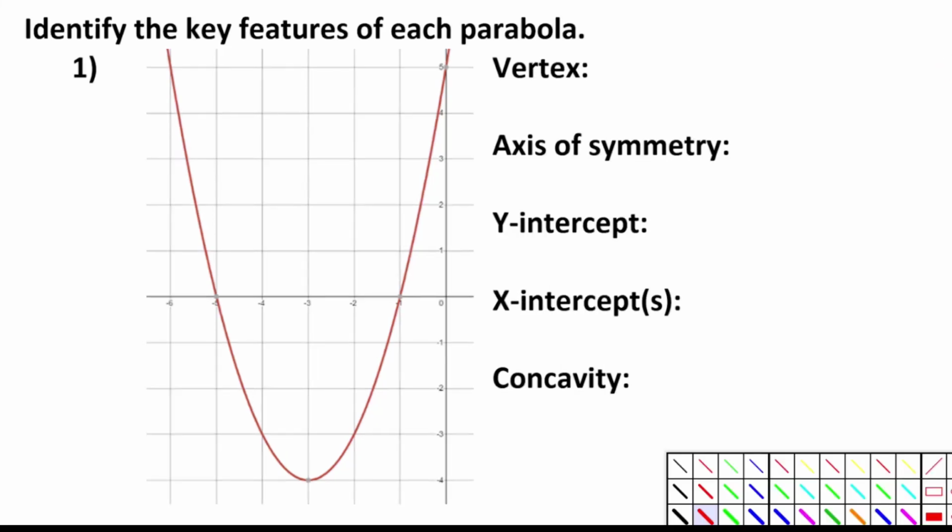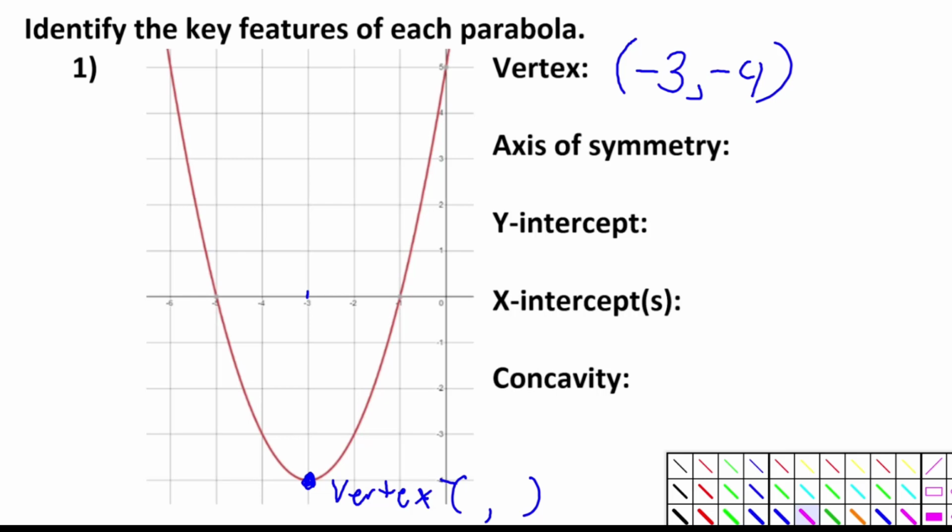All right, so let's go over this. Identify the key features of each parabola. Like we said before, this vocab is going to be very important. So the vertex, take a look at your notes if you forgot what that is. The vertex is just the highest or lowest point. So the vertex on this graph is way down here. There's my vertex. And what are the coordinates of this vertex? That's what we want to know. What's my x and my y for this one? This one is going to be at -3 and -4. So I'll write it up here on the top. My vertex is -3, -4.